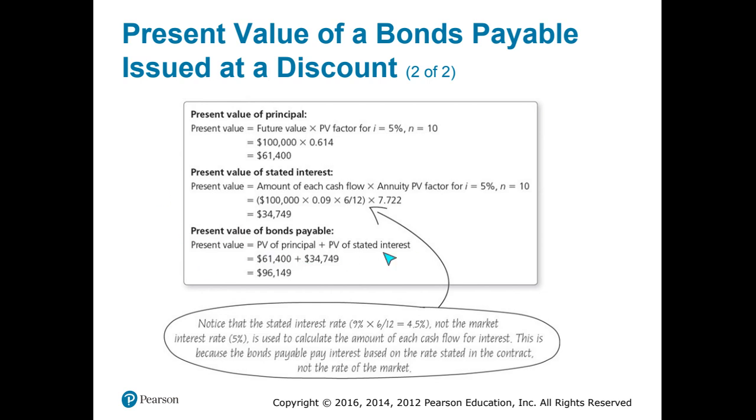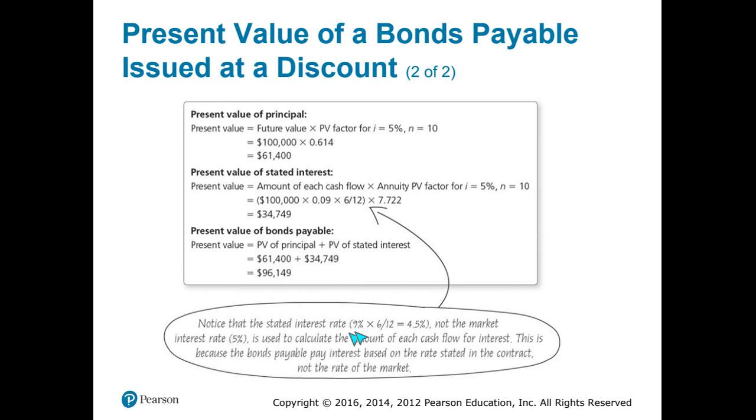All right, present value of bonds payable. To find that, it equals present value of principal plus present value of stated interest. So we take the principal, which we calculated here, and the present value of the stated interest, which we calculated here. And that gives us our total present value of the bonds payable.